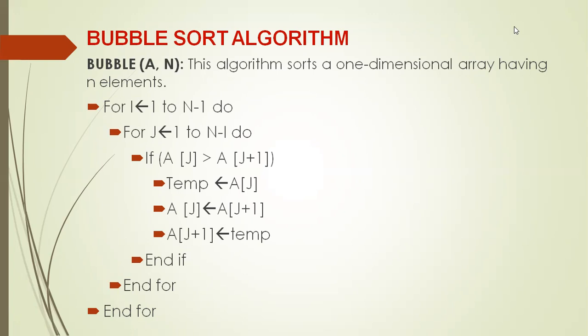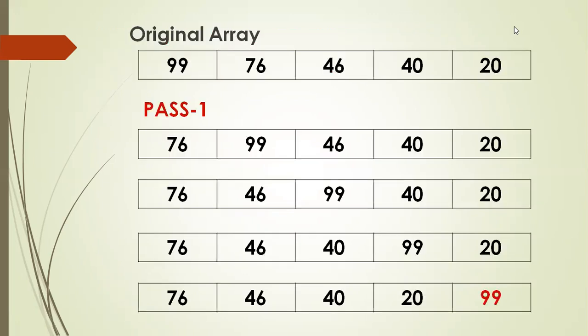So in that case, let us see the first pass. i is 1, j's different values are 1 to 4. a1 is compared with a2. Since 76 is less than 99, they are exchanged. Then 99 is compared with 46, again exchange. Then 99 is compared with 40, exchange. Then finally 99 is compared with 20, exchange. So when you finish the first pass, 99 goes to the last place. Now we need to sort only the elements 76, 46, 40, 20. At the end of the first pass, 99 will be in the proper place.